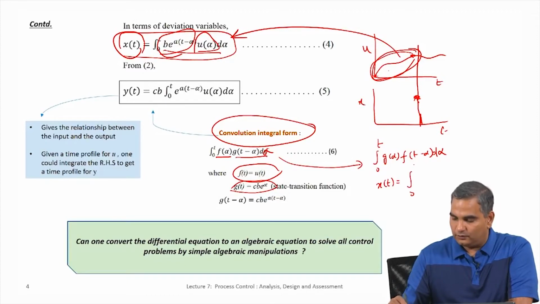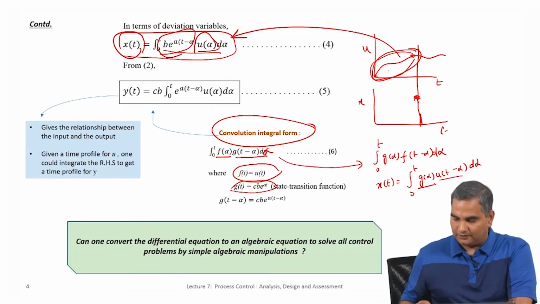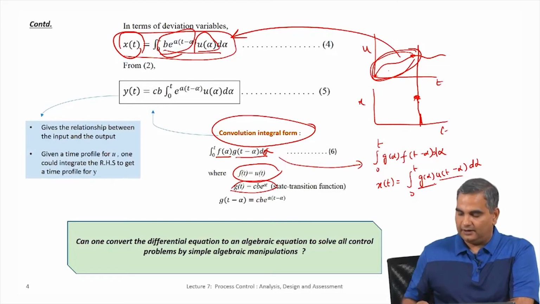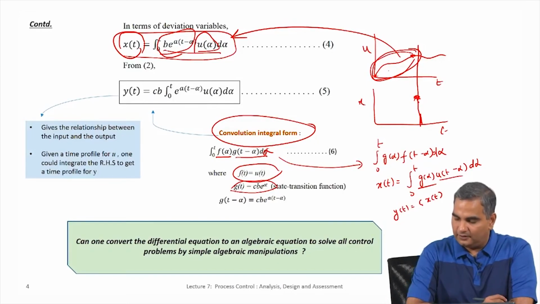going to be equal to the integral from 0 to t of some convolution function. So you could use this g of alpha u of t minus alpha d alpha. So it is a convolution between u and some other function, and this is called the impulse response function, and you can get x of t as this convolution integral. And once you get this, y of t is basically C of x of t, which is easy to calculate.